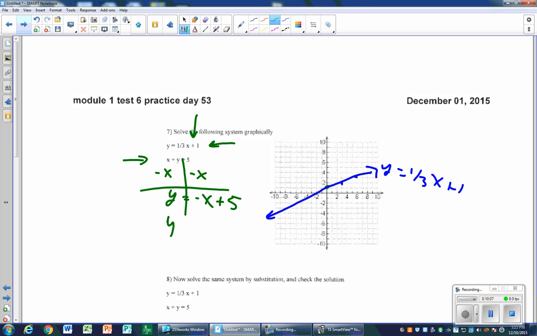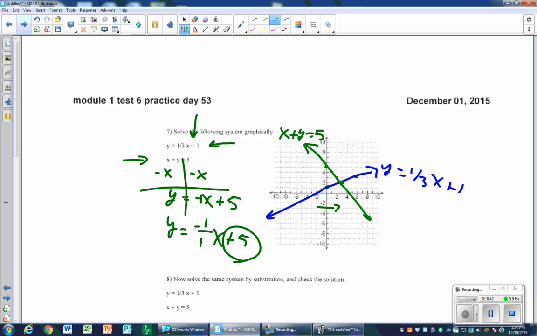This one, y equals -1 over 1x plus 5. Remember that there's a hidden invisible 1 right in front of that x. So we start at +5 on the y-axis, and we go down 1 to the left because it's -1 over 1. There is the solution right there, where the lines cross. Don't forget to label it with the original equation, and the point, or the solution set, is 3, 2.